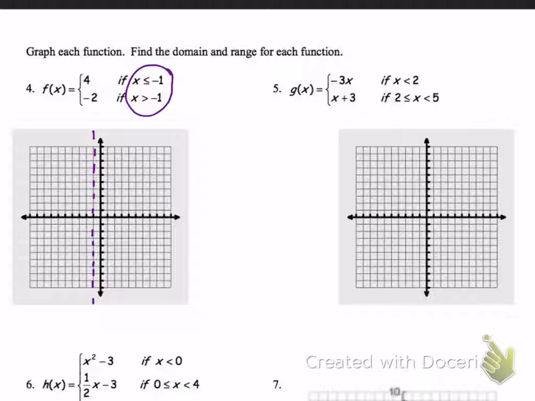So what I do is I put my dashed line at x equals -1, because that's where it changes functions. Then I'll look at my domain restrictions, and next to the inequalities I write closed or open, because it helps me. So the top one is inclusive of -1, so I'm going to have a closed dot there, and then it's not inclusive at the second one, so it's going to be open. So I have closed and I have open. So everything to the left of -1 is going to be y equals 4. So I'm going to go up to y equals 4, and I have a closed dot at -1.